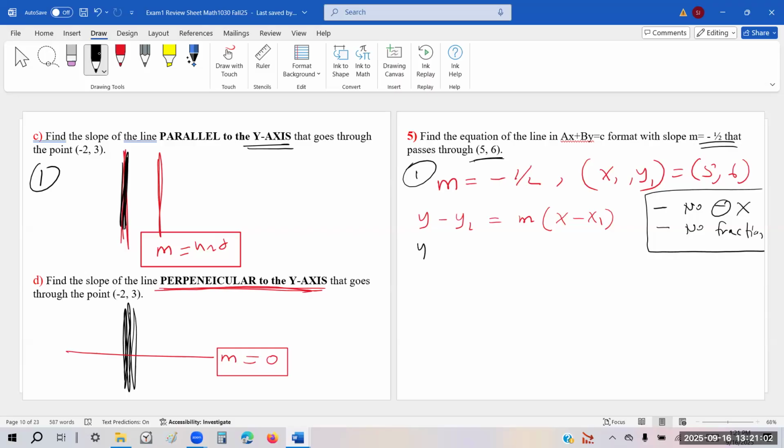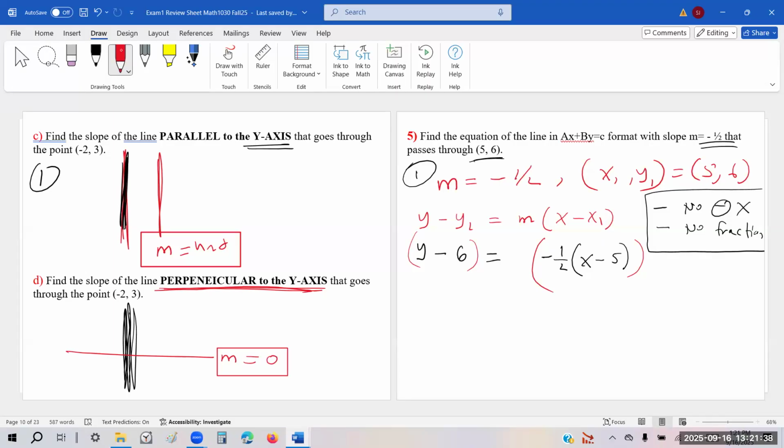So y minus 6 equals negative 1/2, -1/2, x minus 5. And then you have so many options. You can distribute your -1/2, or since 1/2 has a fraction, but the requirement says no fraction, you can simply get rid of the fraction and then make it 0.5. 0.5 is not an integer. The final coefficients have to be integers.